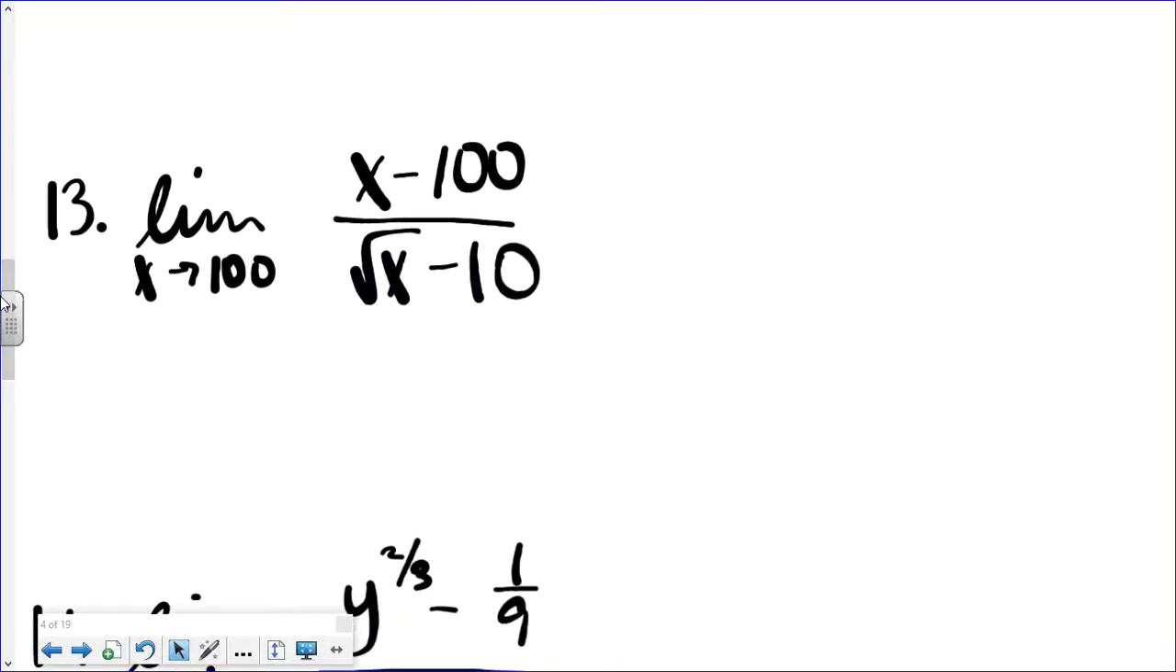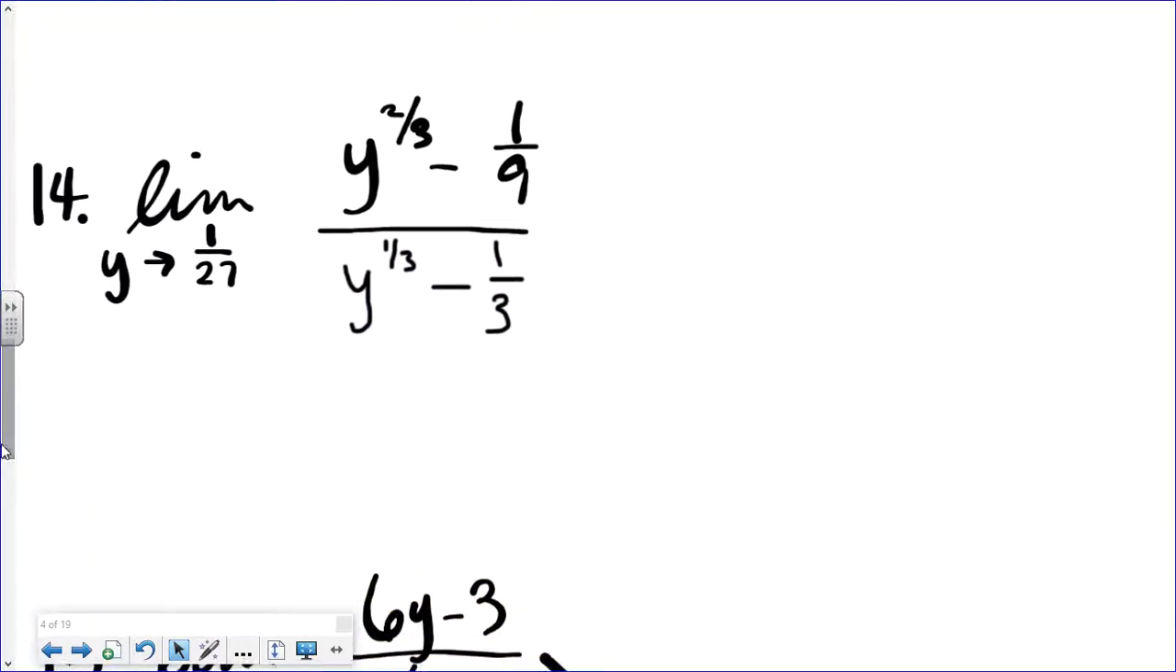How about this one? We should be good on this one too, right? Just creative factoring by squares. Would you factor the numerator or the denominator? The numerator would factor into the square root of x minus 10 and square root of x plus 10. Okay. How about something like this?